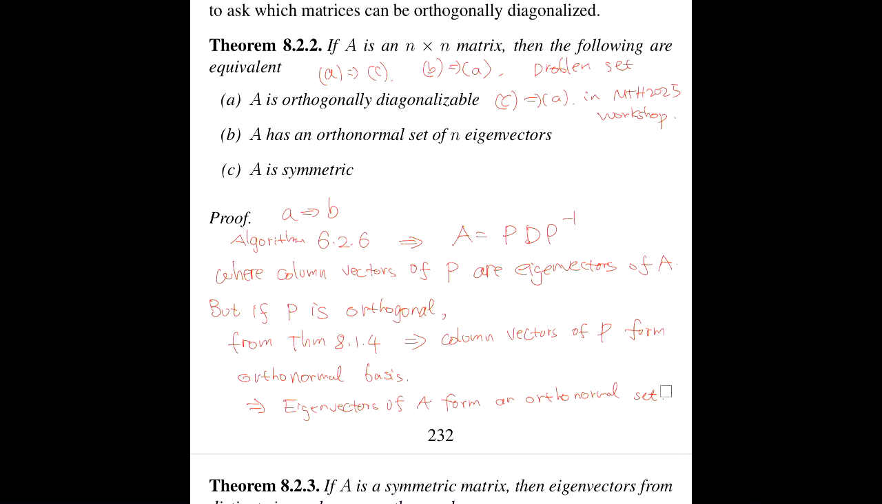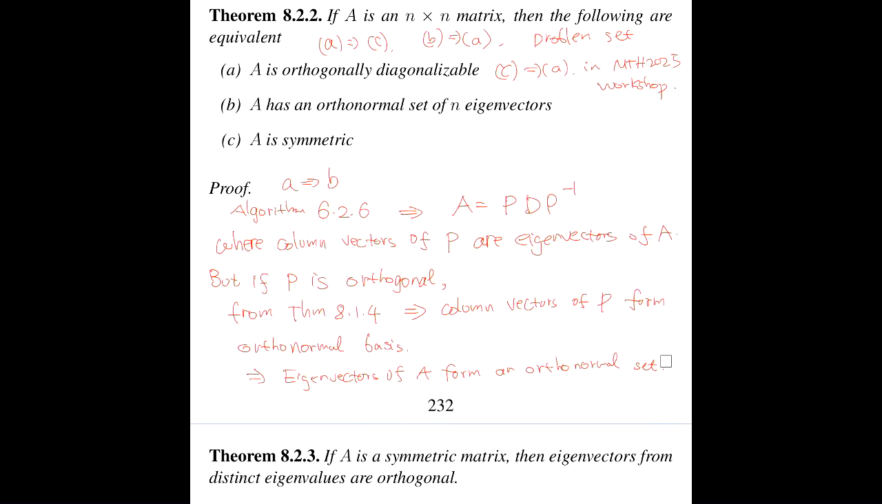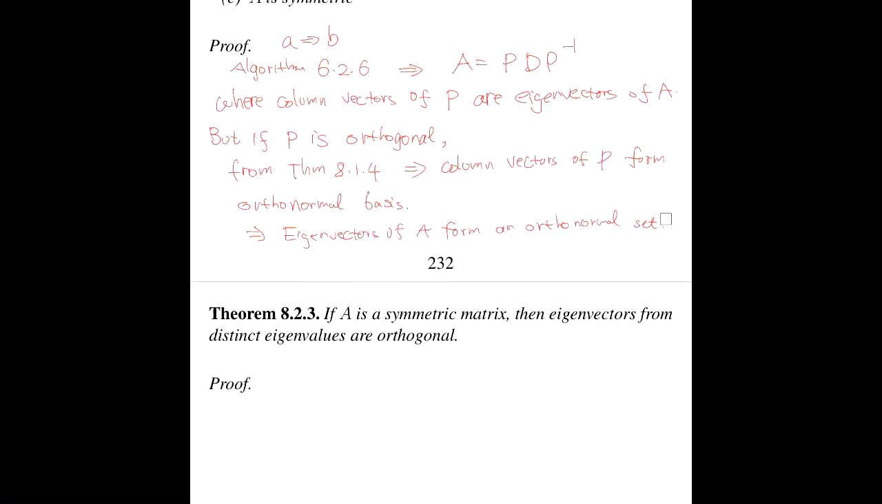Part C, we don't prove it here, but we will use this later today. They say A is symmetric. If A is symmetric, A is orthogonally diagonalizable. If A is orthogonally diagonalizable, then A is also symmetric. That's this theorem.